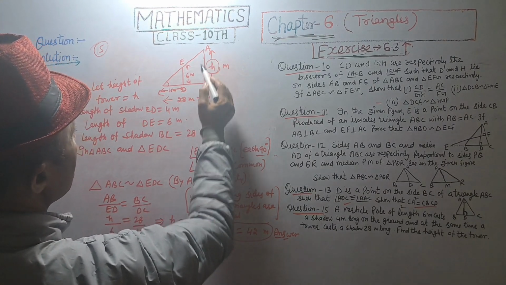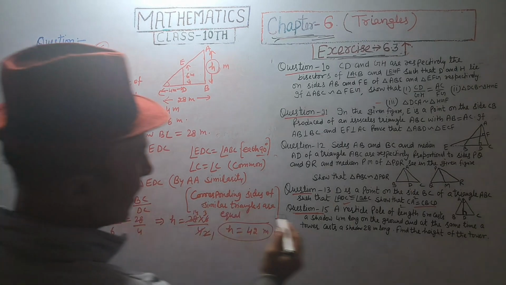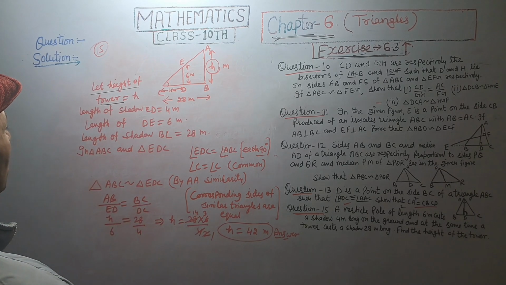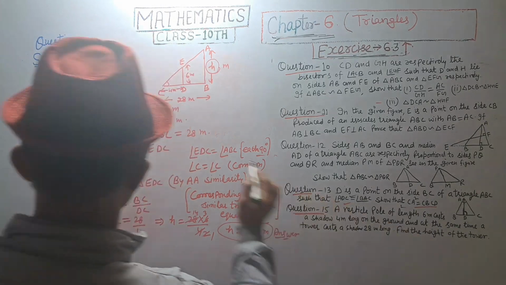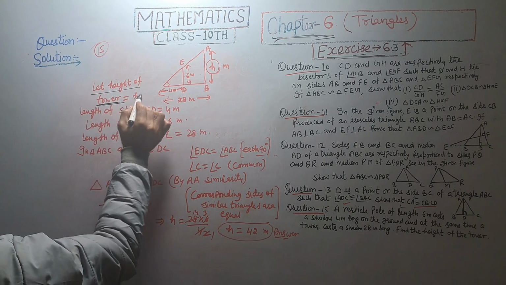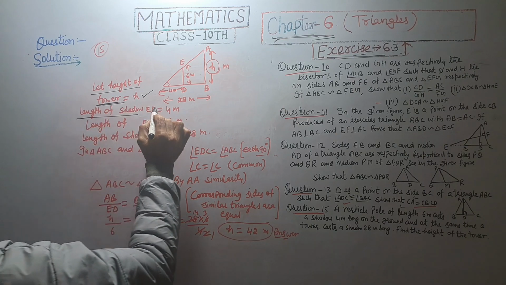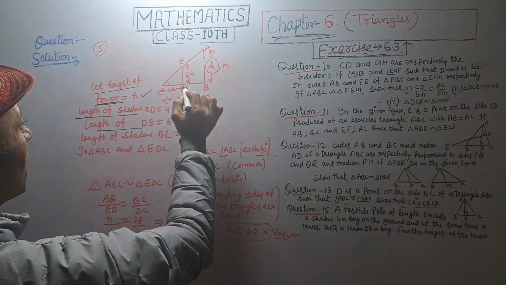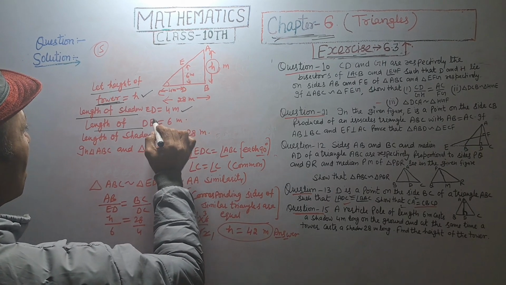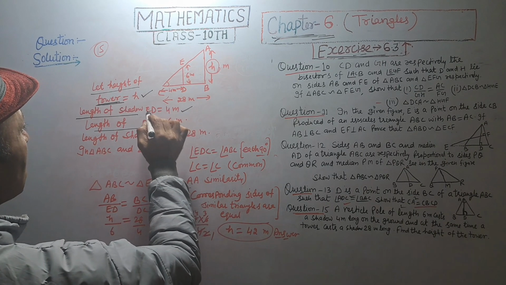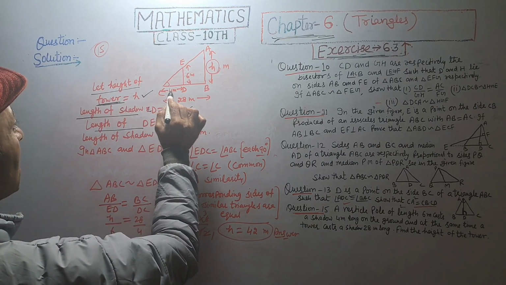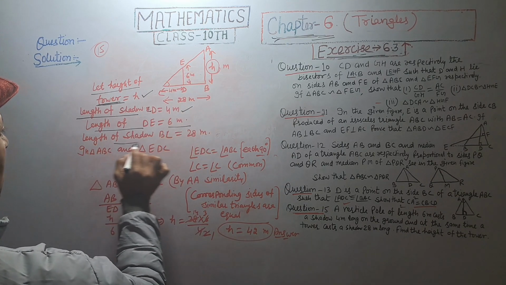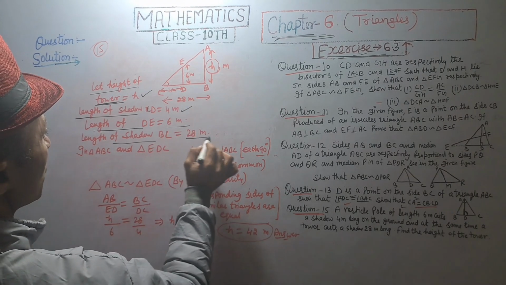Find the height of the tower. Let height of the tower be h meter, length of shadow CD is equal to 4 meter, and length of DE is 6 meter. Length of shadow BC is equal to 28 meter.